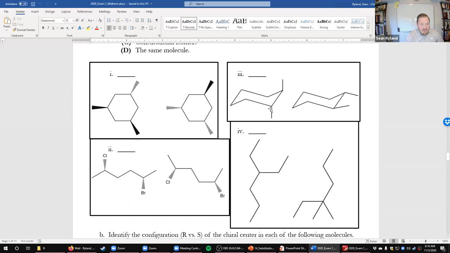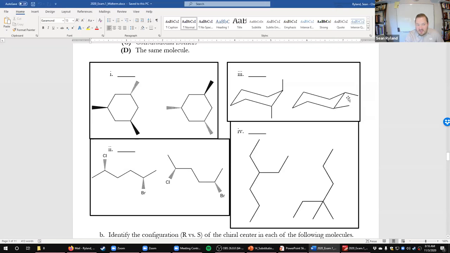Because if you look at it and you actually assign R versus S, both of these are trans. So they're not diastereomers, because if it was diastereomers, you would have to be flipping the stereochemistry on one of the stereocenters, but not the other, which means if you had trans, it would go to being cis and vice versa.